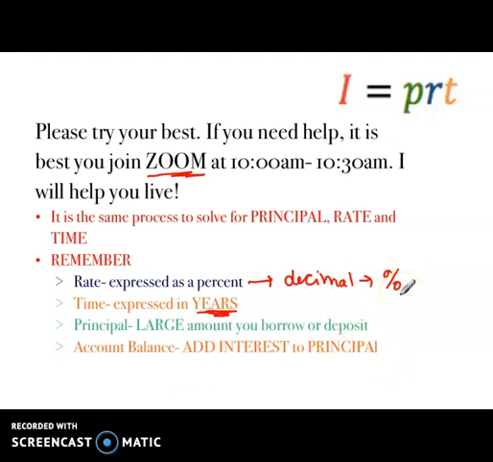In the form, please use the percent sign when solving for the rate, and please use the dollar sign when solving for the principal, the interest, or the account balance, okay? Try your best. Thank you.